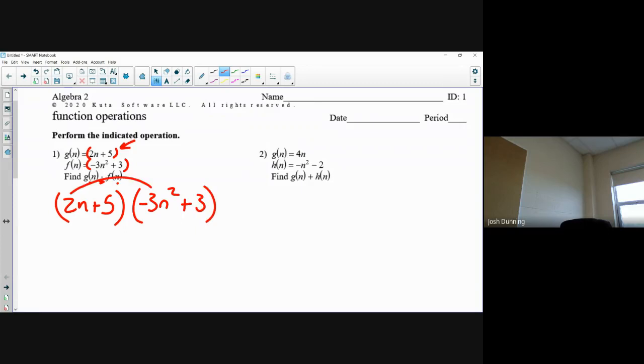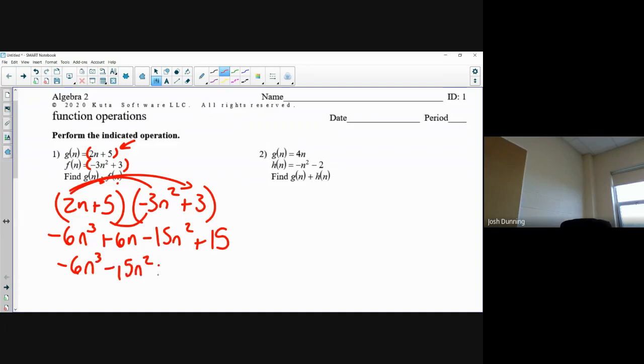2 times negative 3, negative 6. n times n squared, n cubed, plus 6n, minus 15n squared, plus 15. Now, there are no like terms there. Really, the only thing you could do is maybe put the n squared next. And there's that.